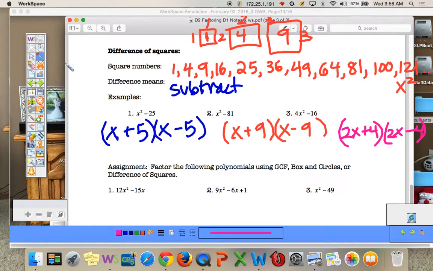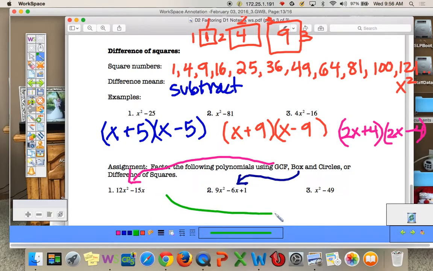So in your assignment, you have to identify as a greatest common factor, box and circle, or difference of squares. I'll give you a hint for the first one. The first one is greatest common factor. What's the biggest thing you can pull out? The next one has to be a box and circle. There's three things. It's usually a box and circle. And the last one, you could use a box and circle, but difference of squares would be the easiest thing. So practice factoring. Tomorrow we'll take a second look at factoring, and hopefully you get it down by then.